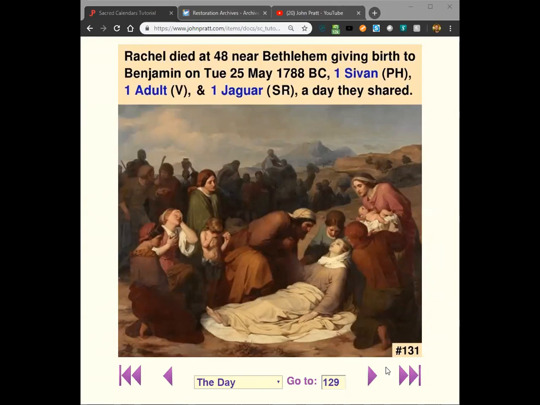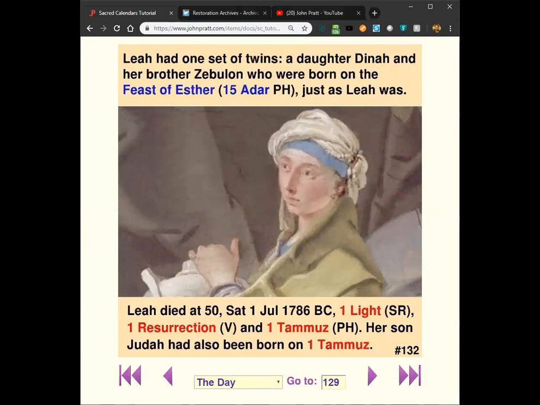Okay, next slide, 132. Leah has 1 set of twins. A daughter, Dinah, and her brother Zebulun are both born. By the way, all of the sons, I don't go through all of the sons' birthdays here because they're tied mostly to the stars. They have 12 sons, each in a different constellation, and I wait until you've learned the star calendar before I go through all the birth dates of the sons. But I do a little bit here to tie to the mothers.